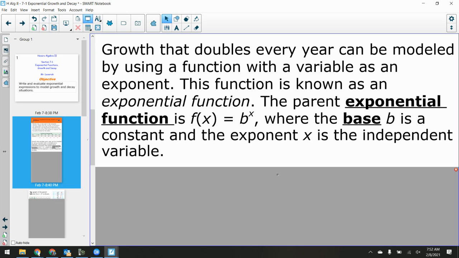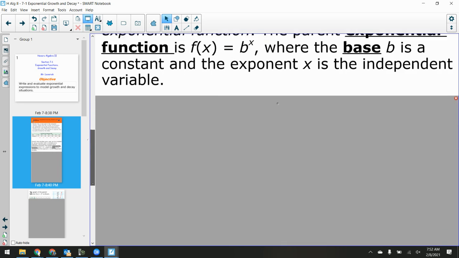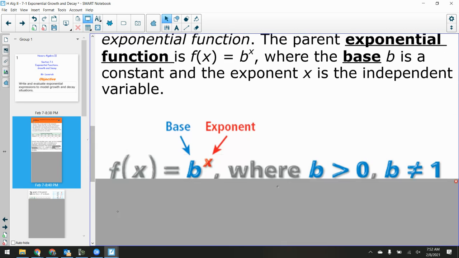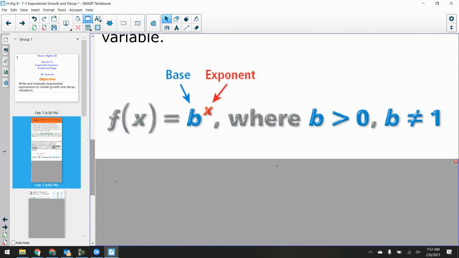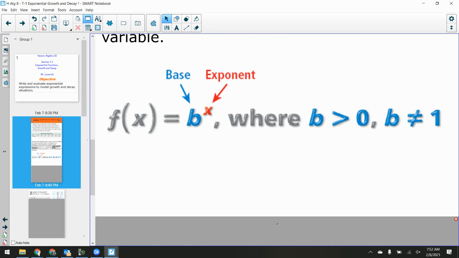Now I say f of x right away because I'm implying to you that these are always going to be functions, which is true. These are always going to be functions unless I do something really funky to the equation. But if I call it an exponential, it's always going to be a function. Now, so this is our generic form again. f of x is equal to b to the x, where b is greater than 0 and b is not equal to 1.